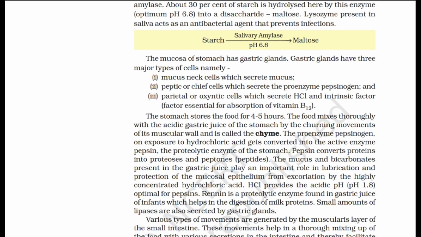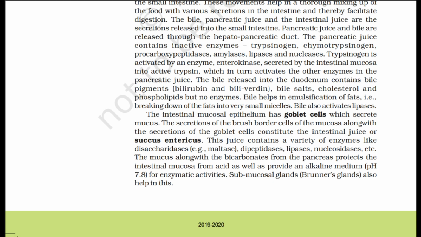Various types of movements are generated by the muscularis layer of the small intestine. These movements help in a thorough mixing up of the food with various secretions in the intestine and thereby facilitate digestion. The bile, pancreatic juice, and the intestinal juice are the secretions released into the small intestine. Pancreatic juice and bile are released through the hepatopancreatic duct.